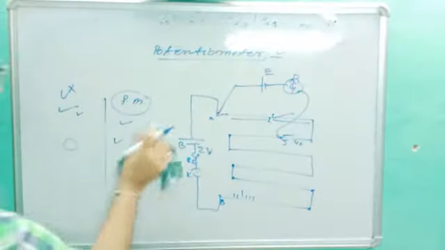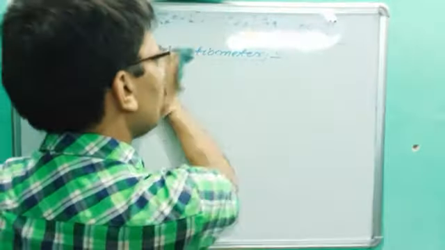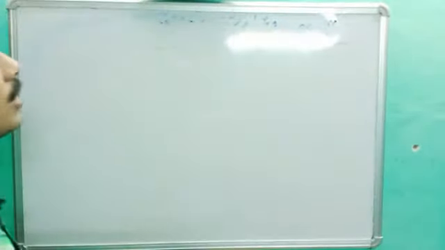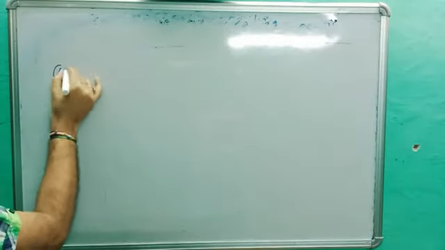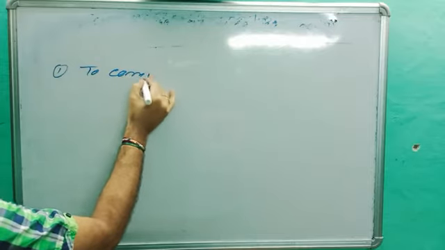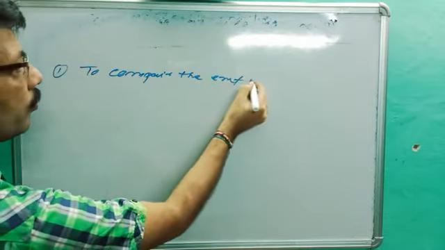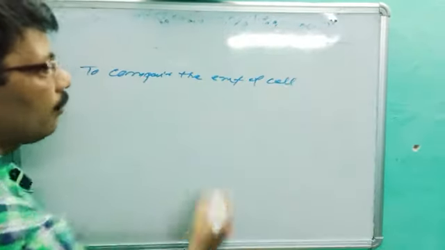Okay. So this is all about your potentiometer introduction, and the formula is E equal to KL. Next, its application. There are two applications. Number one, to compare the EMF of cells.